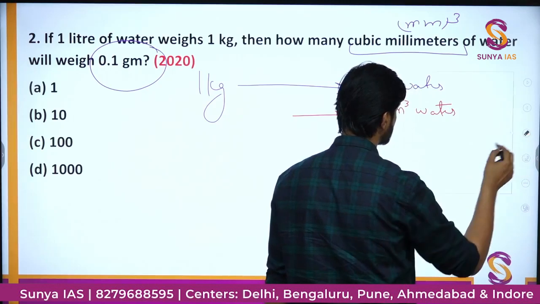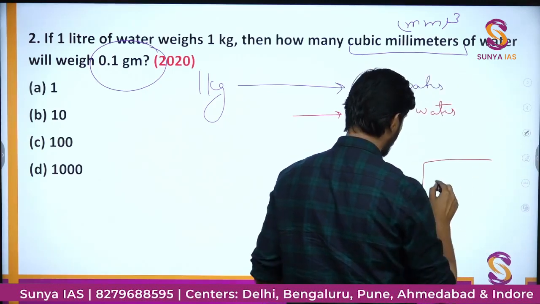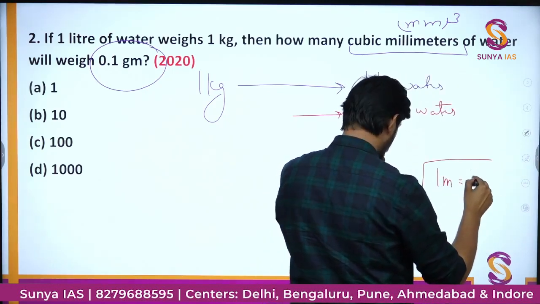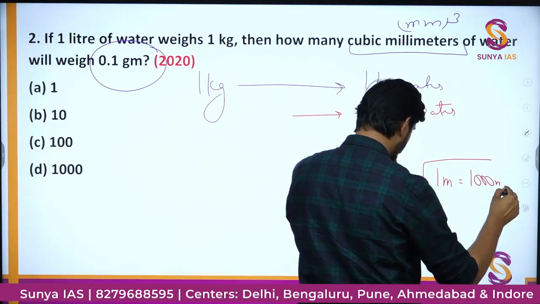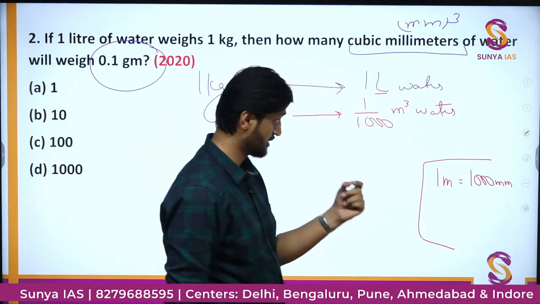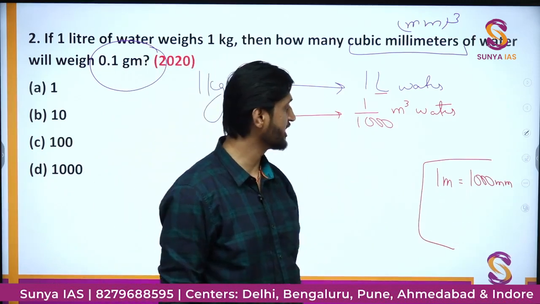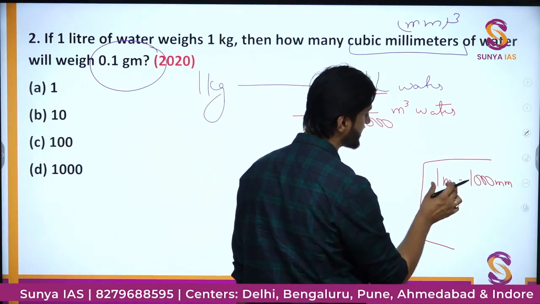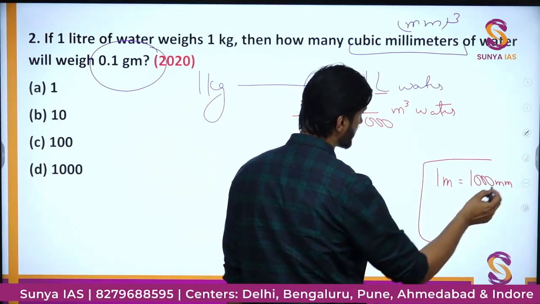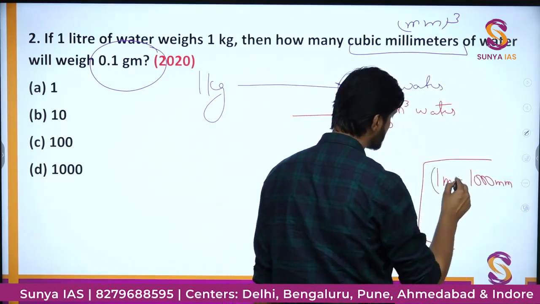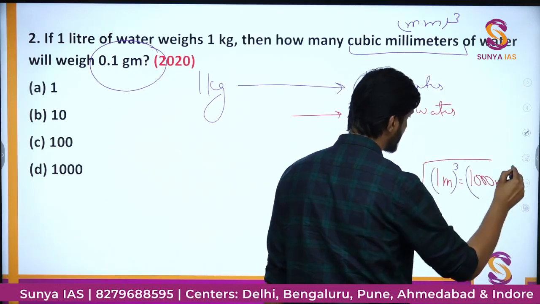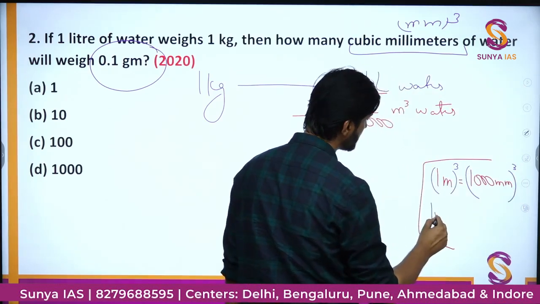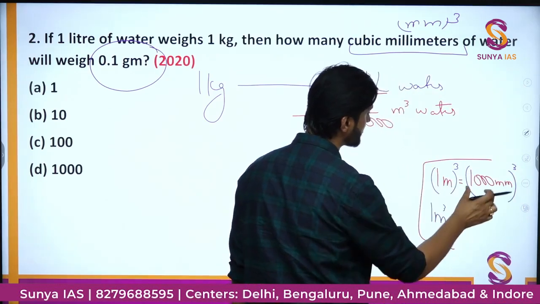We know that 1 meter contains 1000 millimeter, right? 1 meter has 1000 mm. So how many millimeters will be there in 1 meter cube? In order to get 1 meter cube, we just take a cube here and a cube here. Here we will get 1 meter cube, and that would be equal to 1000 cube.